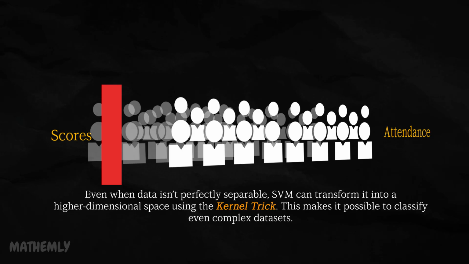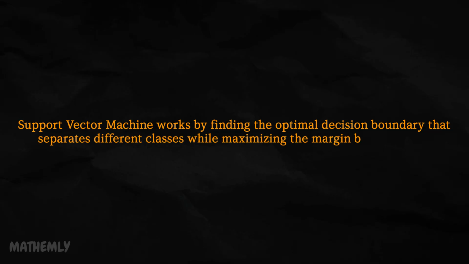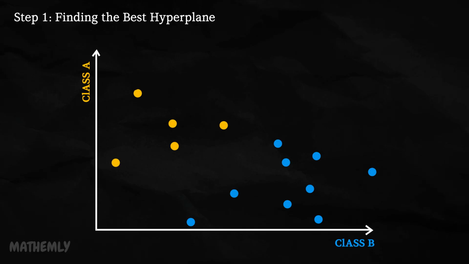Now let's see how it actually works. Support vector machines work by finding the optimal decision boundary that separates different classes while maximizing the margin between them. Let's break it down step by step. Step 1. Finding the best hyperplane. In a simple classification problem with two classes, support vector machines aim to find the optimal decision boundary, known as the hyperplane, that best separates the two categories.